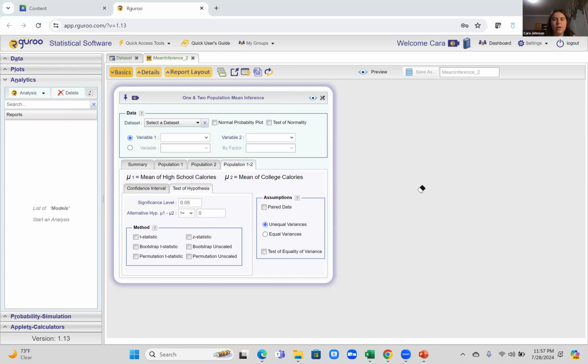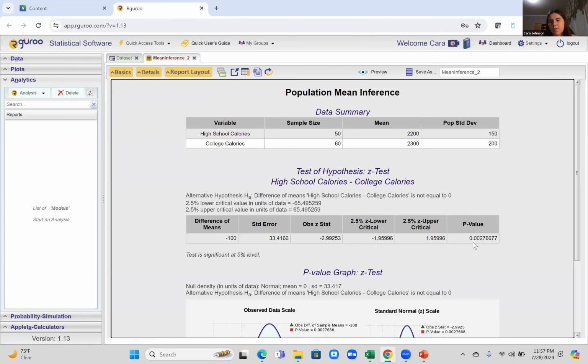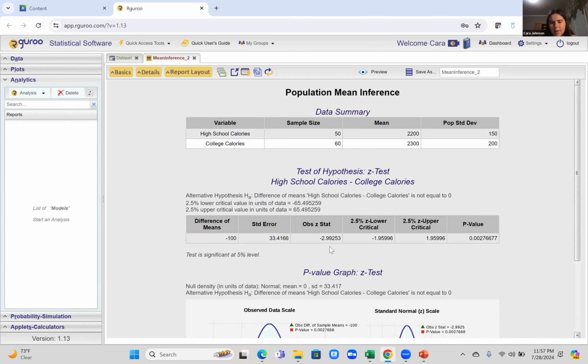Okay, so now we know our population standard deviation, so that means we check Z. If we didn't know, then we check T. Hit the eyeball. I get a p-value 0.0028. This is the test statistic if you were ever asked for that.